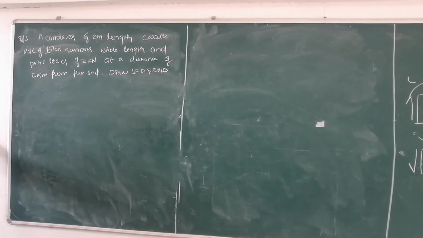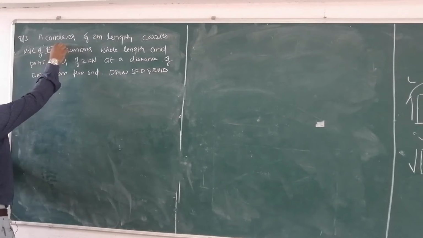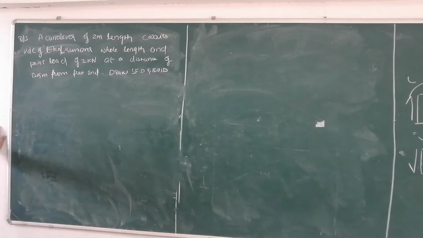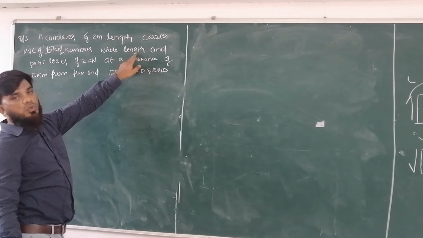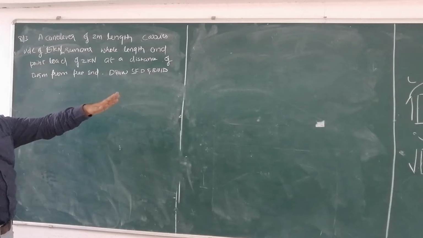Next problem. In problem 3, we are going to discuss a cantilever beam carrying a UDL along with a point load. So let us see the question first. A cantilever of 2 meters length carries a UDL of 15 kilonewton. Actually, it should be given as 15 kilonewton per meter because it should be multiplied with meters. 15 kilonewton per meter runs over the whole length. So it is running for the whole length of the cantilever.